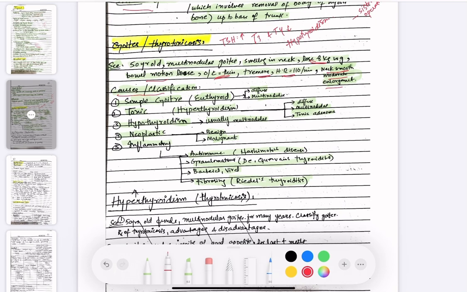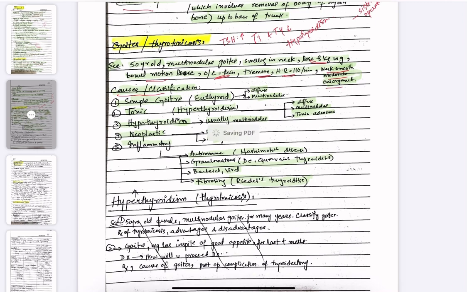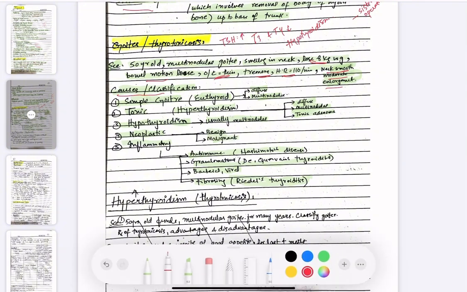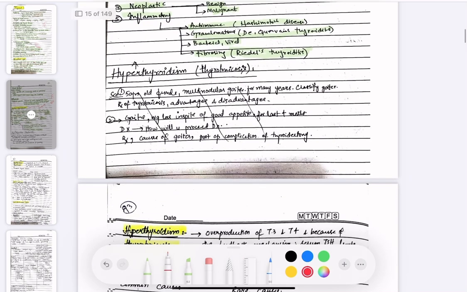So in this scenario, it is mentioned that there is multinodular goiter and swelling in the neck, loss of 8 kg, bowel loose motion, thin and tremors, increased heart rate, and the neck is smooth, moderate, and enlarged. So these are the classes: simple goiter, which is euthyroid, diffuse or multinodular; toxic, which is hyperthyroidism, diffuse, multinodular, or toxic adenoma; hypothyroidism, which is usually multinodular; neoplastic, which is benign or malignant; and inflammatory, in which we have autoimmune, Hashimoto's disease, granulomatous, that is thyroiditis, bacterial or viral, fibrosing, which is Riedel's thyroiditis. So this was about the goiter or thyrotoxicosis.